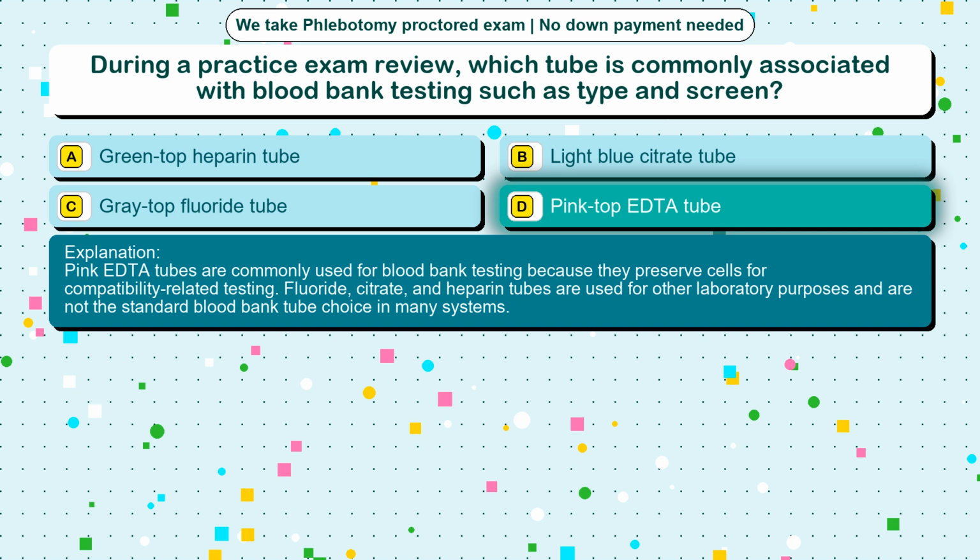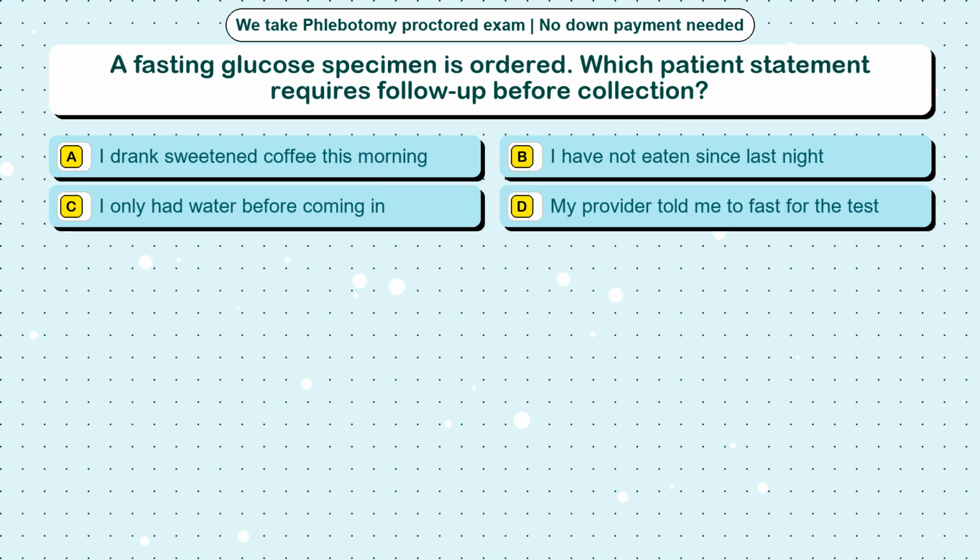Question 9. A fasting glucose specimen is ordered. Which patient statement requires follow-up before collection? Option A. I drank sweetened coffee this morning. Option B. I have not eaten since last night. Option C. I only had water before coming in. Option D. My provider told me to fast for the test.